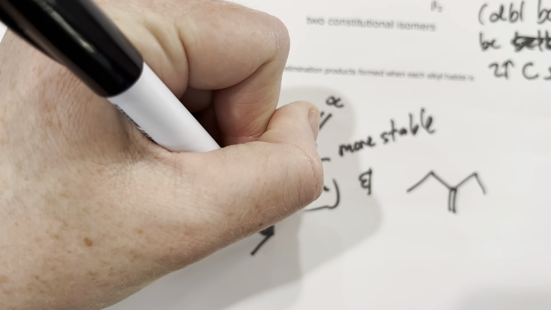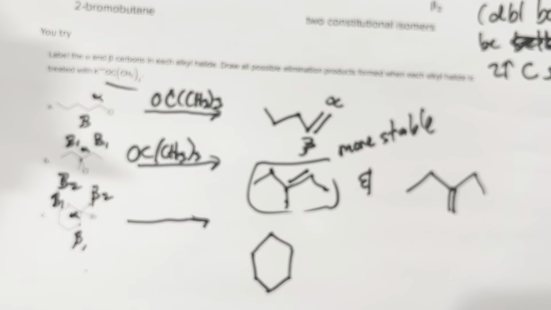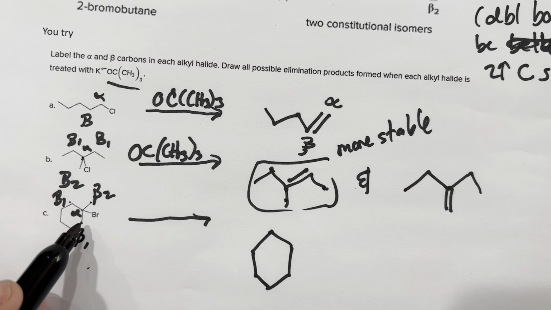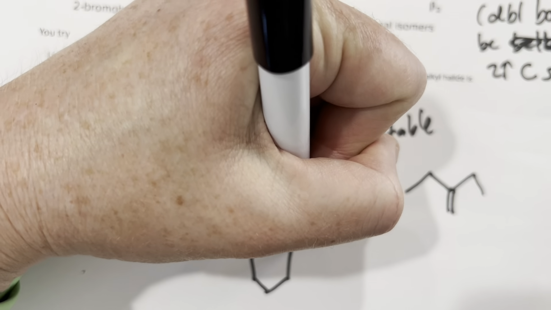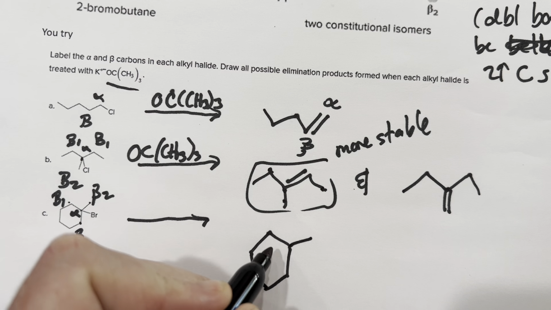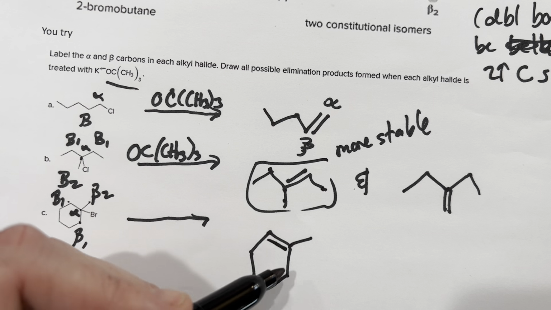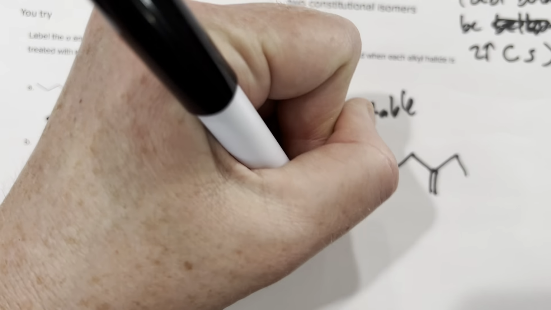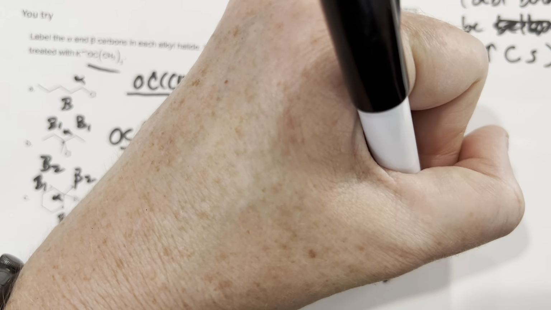So when we go to draw it, we're going to draw that bond between the alpha and the beta. So I'm going to draw it between the alpha and beta 1 right there. I could have also chosen to draw it down here. It would have been the same exact compound, right? And the one that's between the alpha and the beta 2, like that.